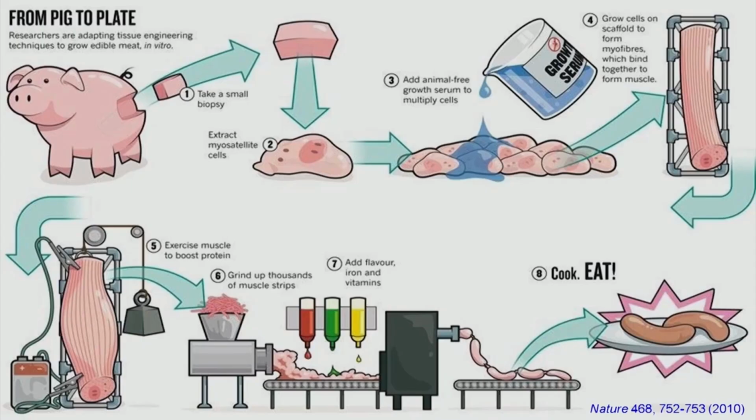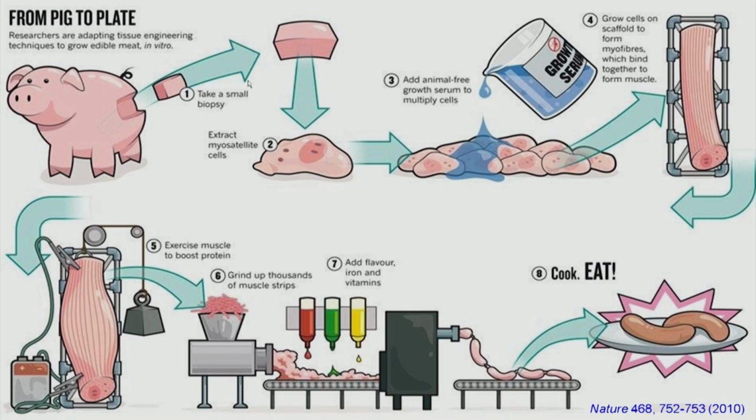So let us see another example, from pig to plate. This is an article published in Nature. Here the researchers are adapting tissue engineering techniques to grow edible meat. So tissue engineering is not only for making artificial tissues for damaged organs or biomedical applications, we can also make edible meat.